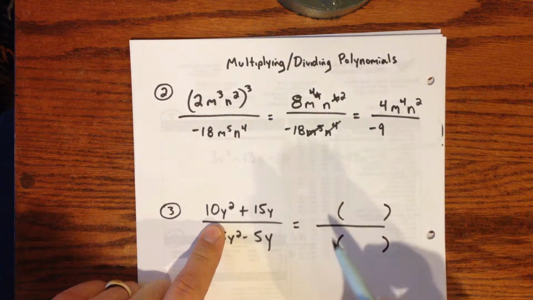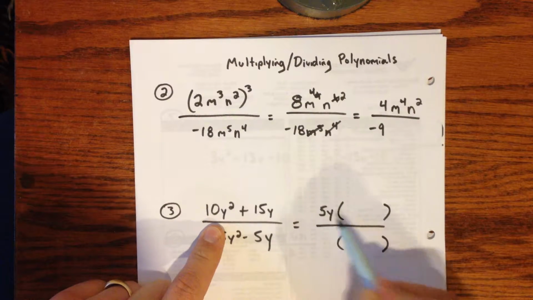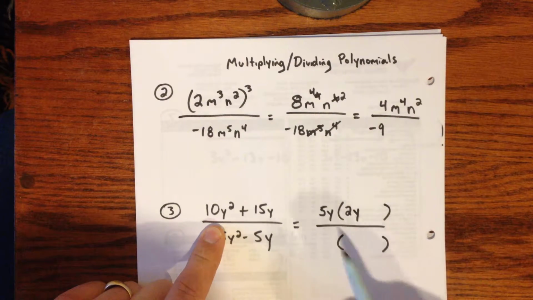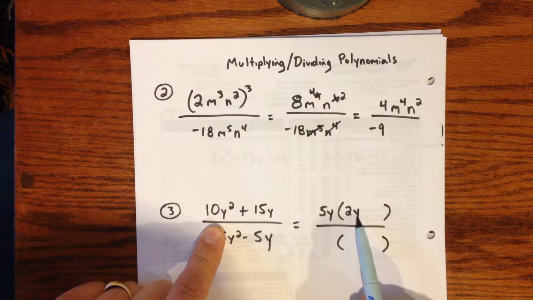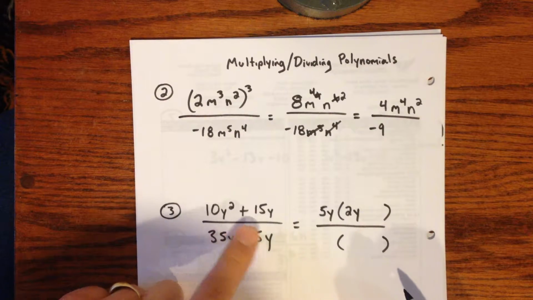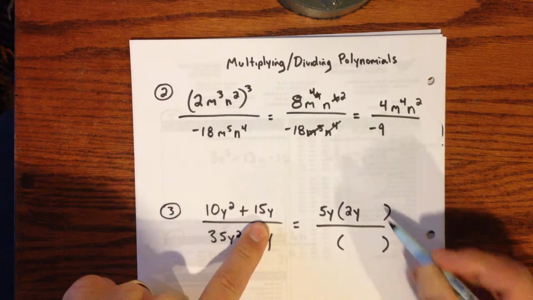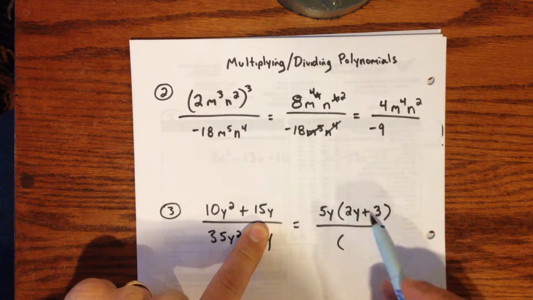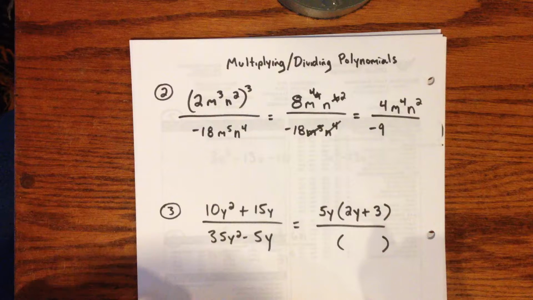So when I look at that, I think I can pull out a 5 and a y out of both of those. You have 2 times y, or 2y. Just think about it: 5y times 2y gives me the 10y squared. If I pull a 5 and a y out of that, I only have a 3 left. Do the distribution and see what you get.